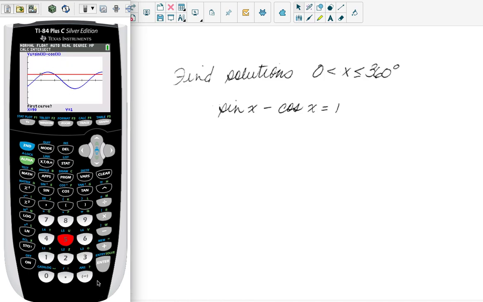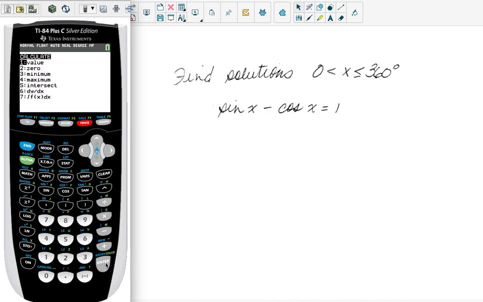Is that my first curve? Yes, it is. Is that the second curve? Yes, it is. And then I have to guess. Let me guess over here and see what I get. So 180 is my next solution. So far I have 90 and 180 as solutions. Let's check to see where this point is. So let's do our same process again.